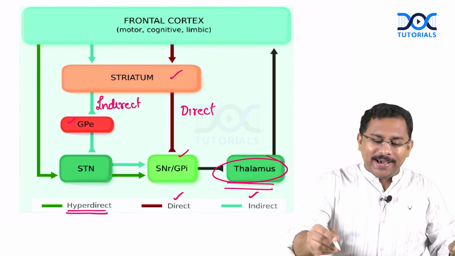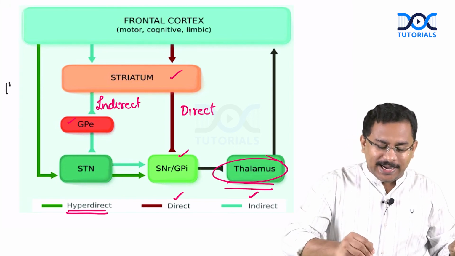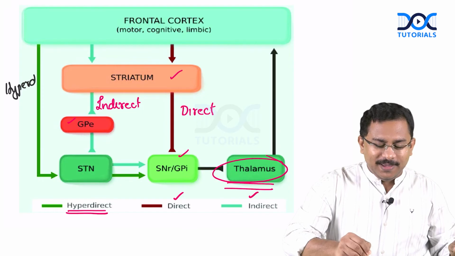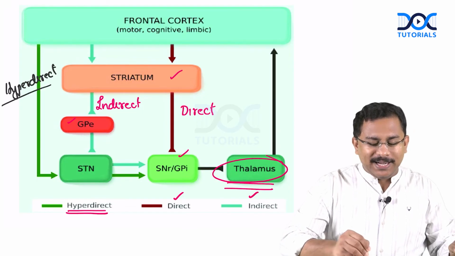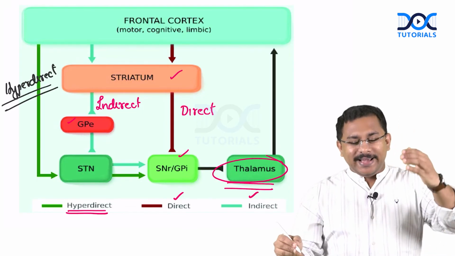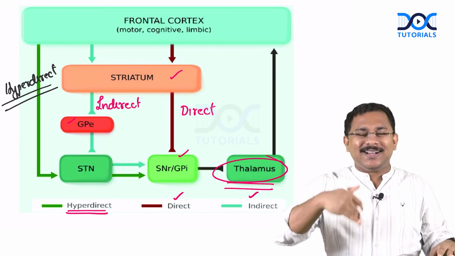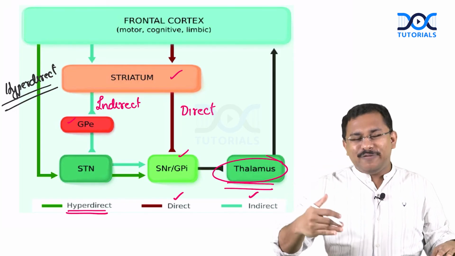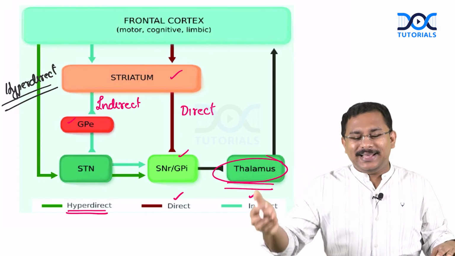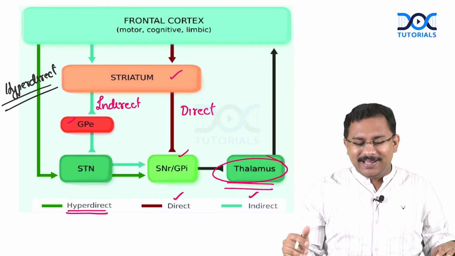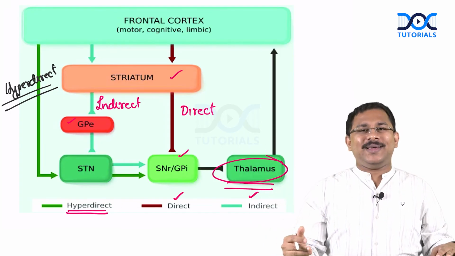There is also another pathway which is known as the hyperdirect pathway, where it bypasses the striatum. Directly from the frontal cortex, it comes to the subthalamic nucleus, from there to the SNR, GPI, thalamus and back to the cortex. So that is the hyperdirect pathway.